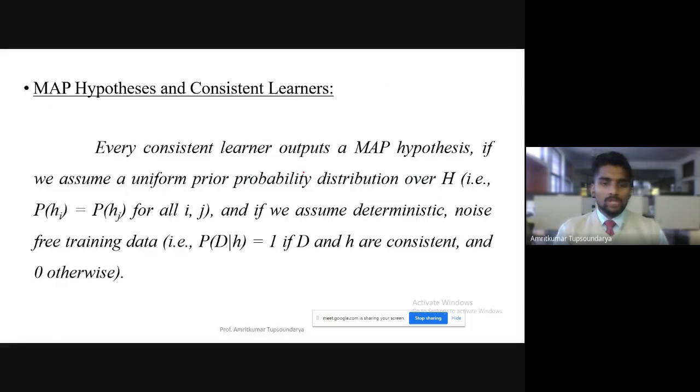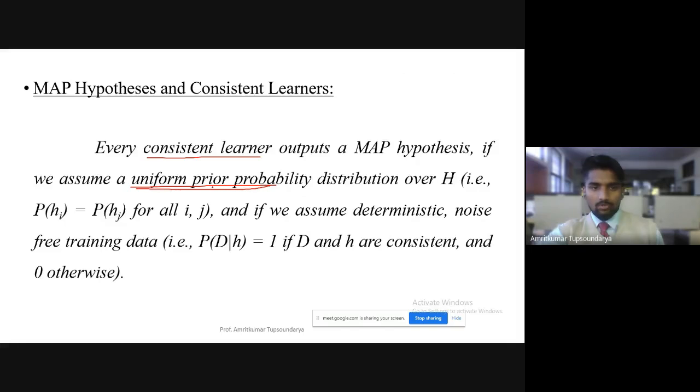Now, coming to the second concept, that is the MAP hypothesis and consistent learner. The important aspect to be learned here is that every consistent learner, right? Now, important term, underline this term, that is consistent learner. Not every learner, but every consistent learner outputs a maximum a posteriori hypothesis only if we assume a uniform prior probability, right?